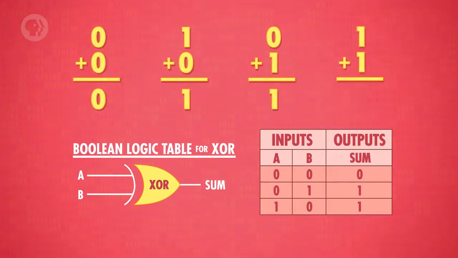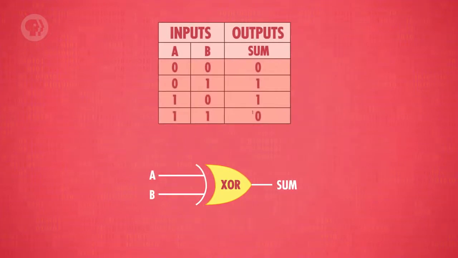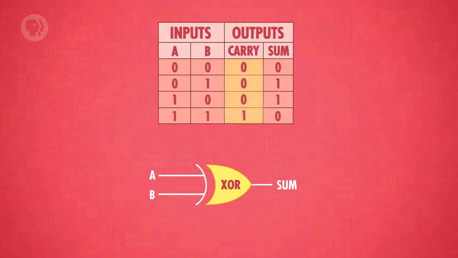1 plus 1 is 2, obviously, but there's no two-digit in binary. So as we talked about last episode, the result is 0, and the 1 is carried to the next column. So the sum is really 1, 0 in binary. Now, the output of our XOR gate is partially correct. 1 plus 1 outputs 0, but we need an extra output wire for that carry bit.